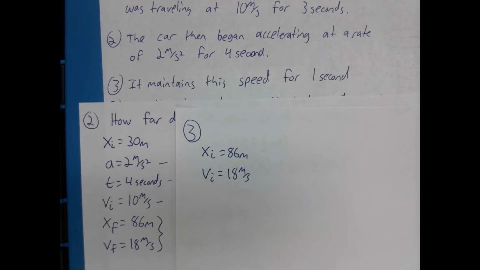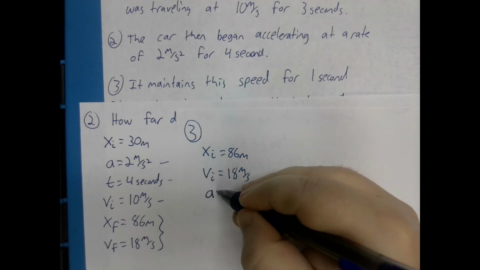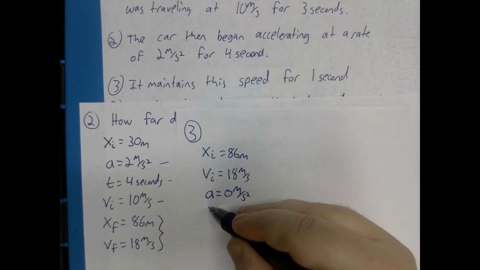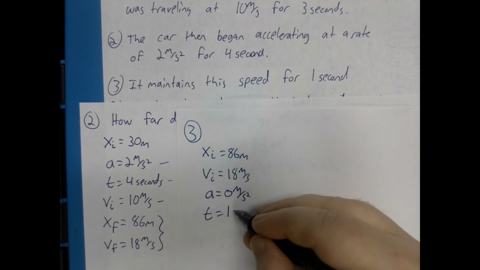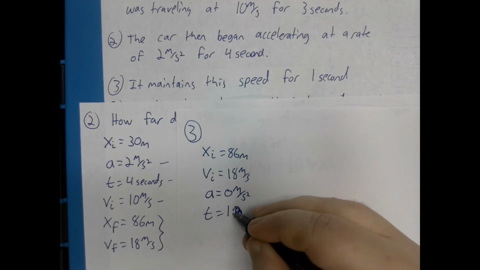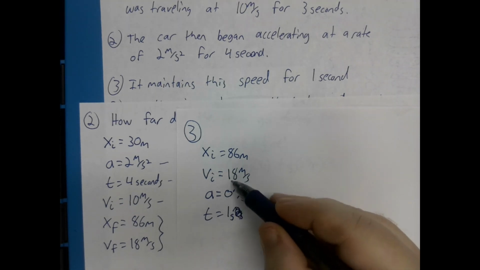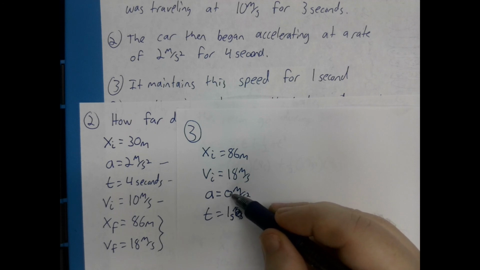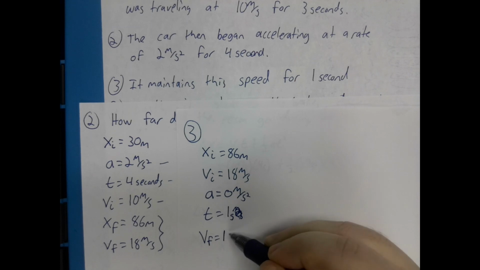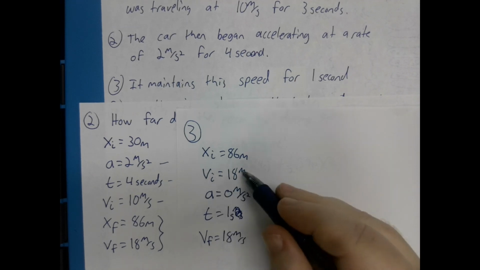And now we read the question. It says it maintains the speed. So if it maintains the speed, our acceleration will be 0. And our time would be 1 second. If it did not change its speed, if your acceleration is 0, our final velocity will be 18 meters per second. 0 acceleration means your speed does not change.